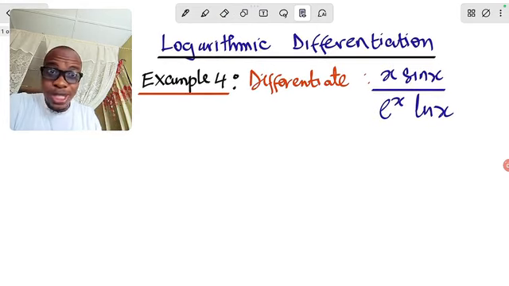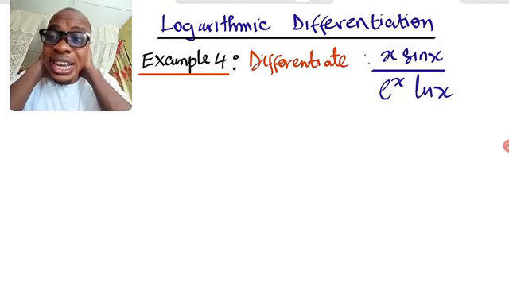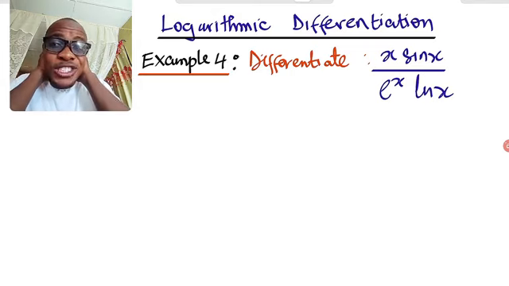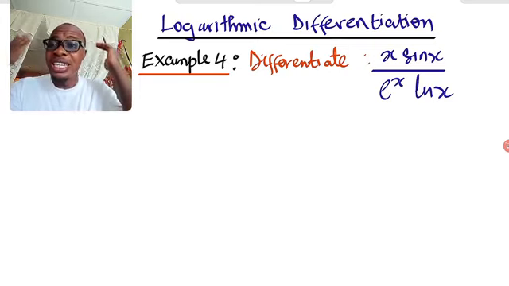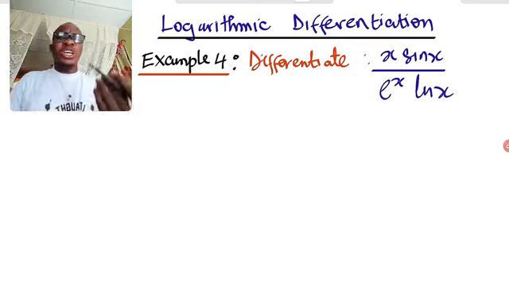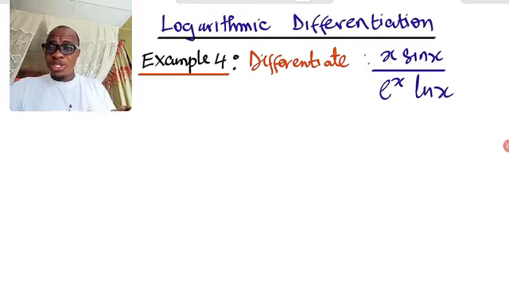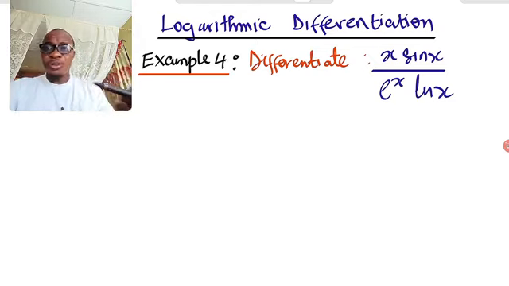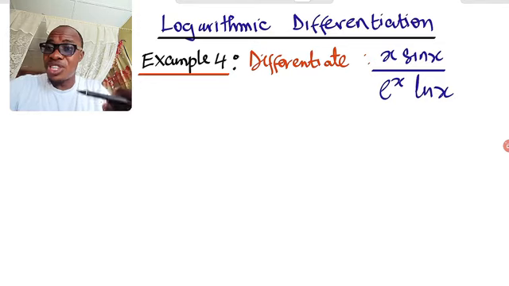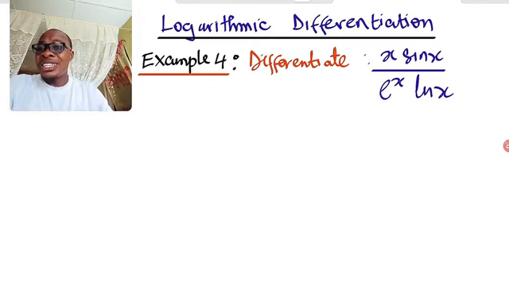So we are still on logarithmic differentiation, and this is example 4. The question asks us to differentiate x sine x divided by e to the power of x ln x. Now, you can actually use your quotient rule to differentiate this, but that might be stressful. That's why we are using logarithmic differentiation. All those other differentiations can actually be done using logarithmic differentiation.